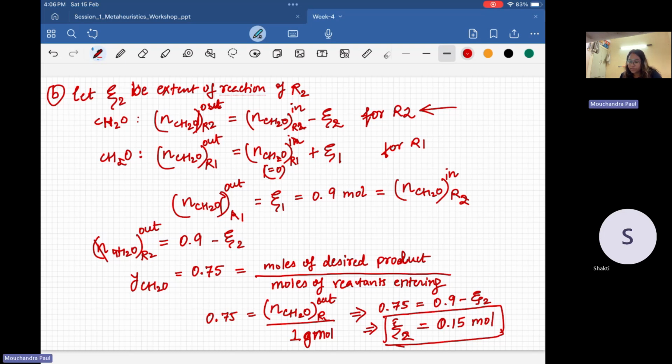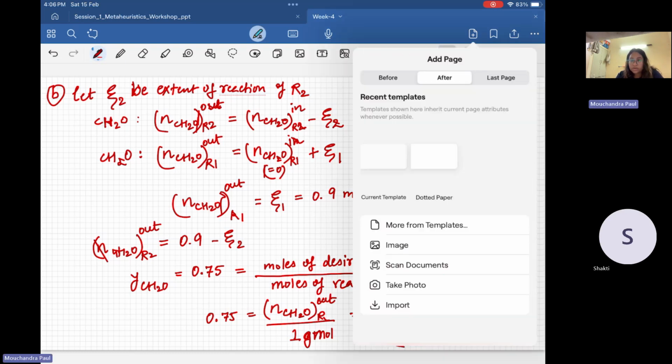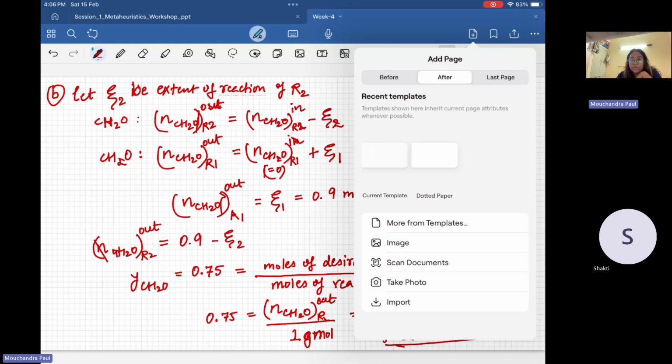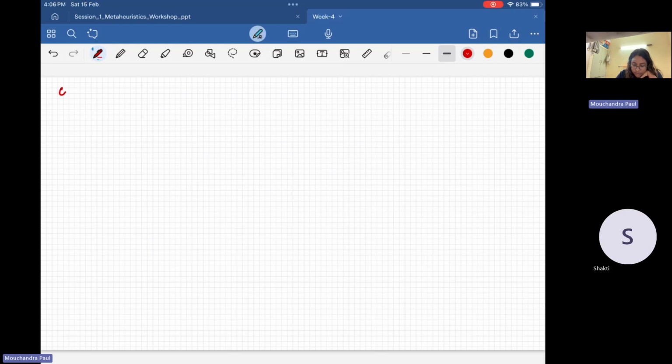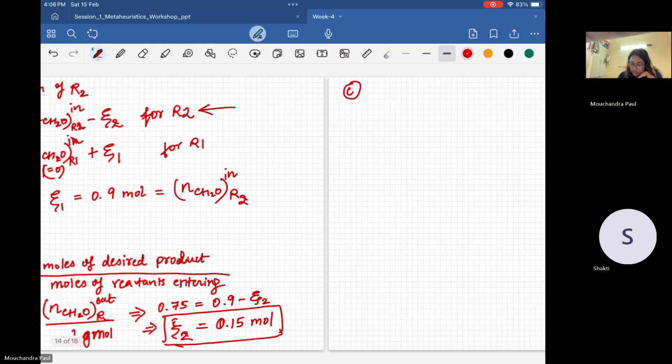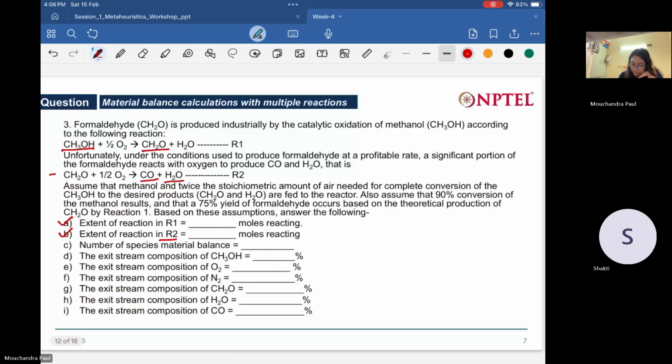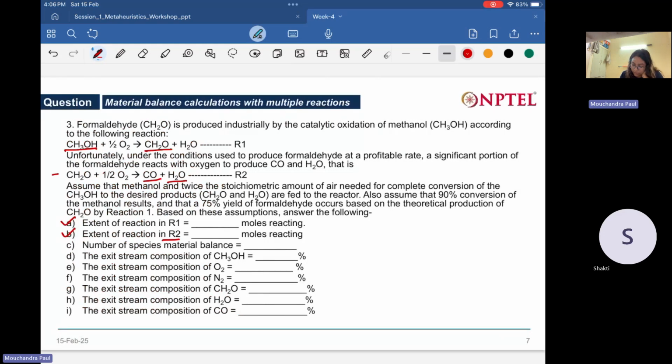Okay. Now we have to tell how many. So let me add another page. Part B is done. Now in part C, we have to tell how many species there are, or for how many species a material balance can be written. You don't have to do anything; you just have to look at the equations given for the reactions.